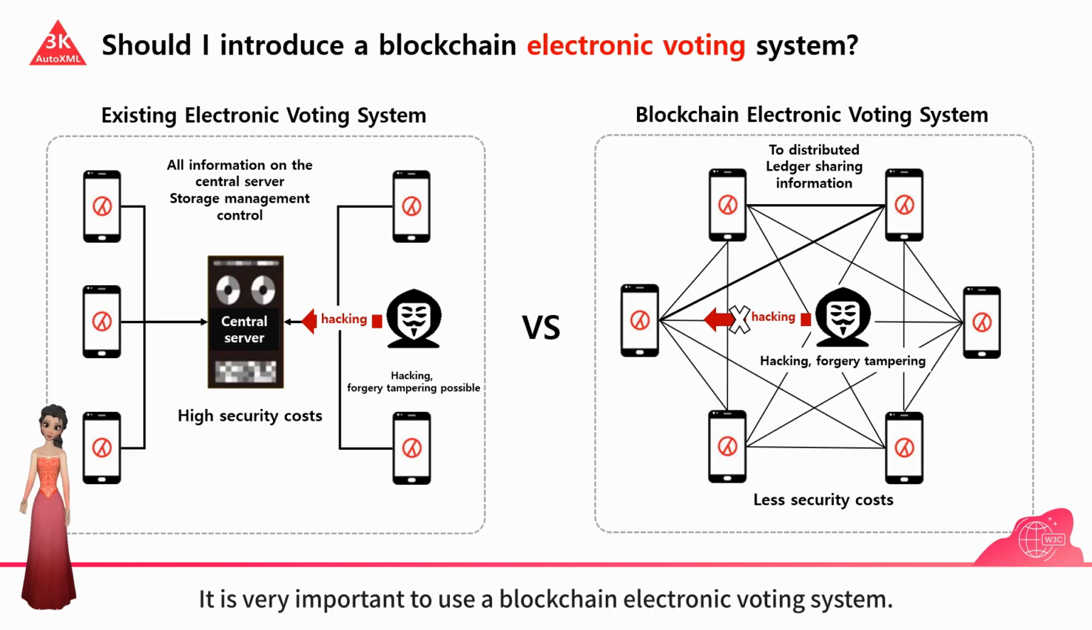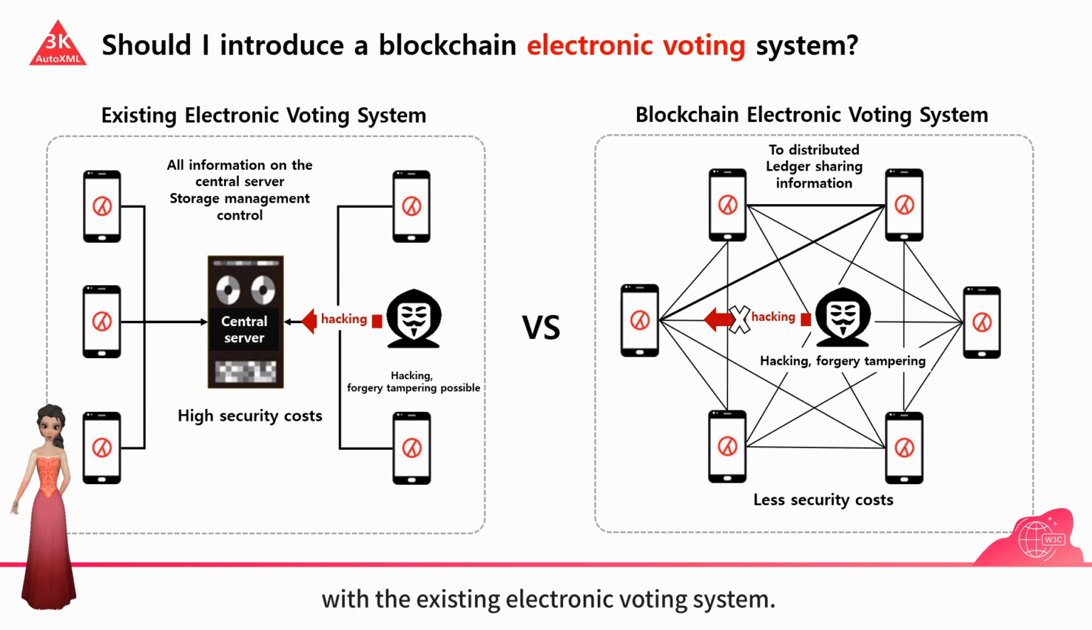It is very important to use a blockchain electronic voting system. I will explain the reason in comparison with the existing electronic voting system. In the existing electronic voting system, all information is stored and managed in a central server. Because the information is gathered in one place, it is at a very high risk from hacking. The cost of security to prevent that is very high.